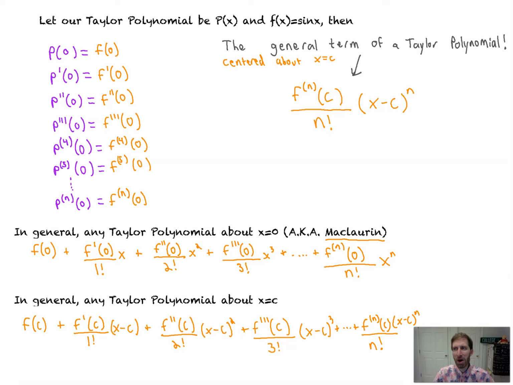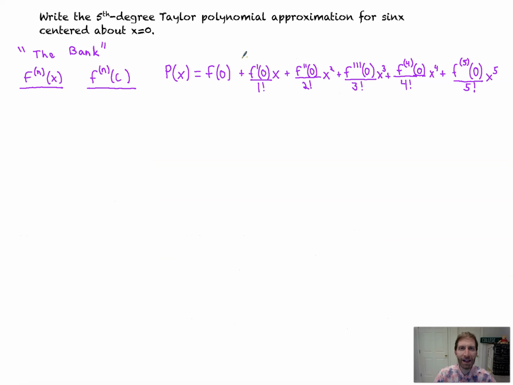All right, let's keep going. High fives. We're learning Taylor. Right, the 5th degree Taylor polynomial approximation for sine x centered about x equals 0.